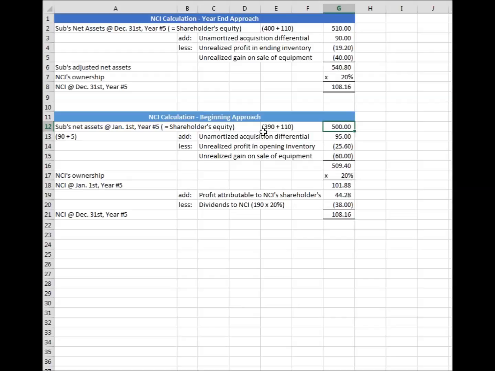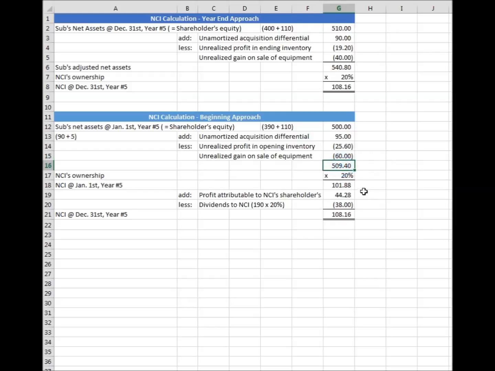We're going to want to add back the unamortized acquisition differential over here, and take out the unrealized profit in opening inventory. Remembering that opening inventory is currently at this date, so it hasn't been the full year, and it is a current asset, so it's unrealized. So right here, we're subtracting it out and using the other value over here for the unrealized gain on the sales of equipment. Realizing that this is at the beginning of the period, this is at the end of the period, so really what you could do is just add back the amortization to this amount and get that.